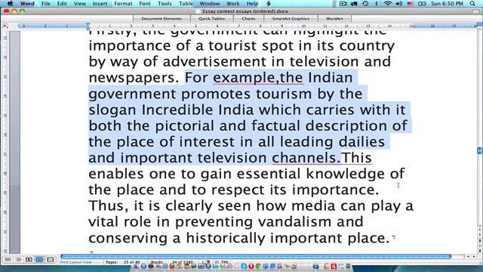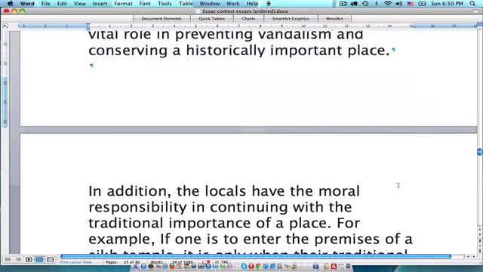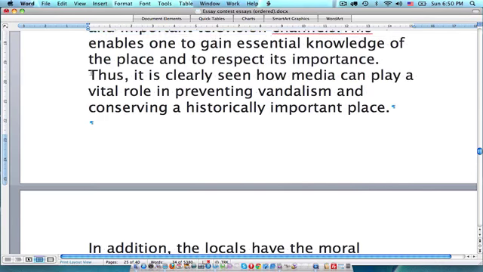Okay, now what else can I share? Right, so if we look at the concluding sentence in that paragraph, it starts with, thus it is clearly seen. Okay, so now what I noticed here is that you start the paragraph talking about educating people through advertisements and newspapers, and then you finish the paragraph talking about vandalism. There is a loose connection there because I see you have, conserving a historically important place, and I think that's what you were talking about, is that you felt that a possible solution could be to have more media displaying how people should conduct themselves when visiting certain parts of the world, and I think that's a valid argument.